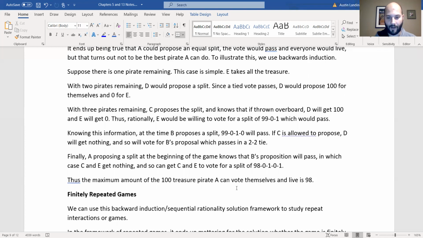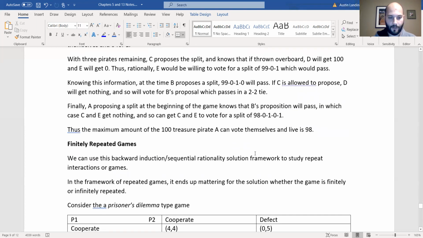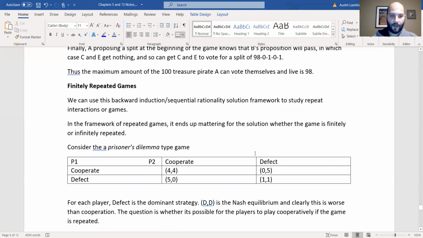All right, so just one more complicated example of a backwards induction problem. What about other types of games that happen over time? We could have repeated games. And if we have a game which is repeated, it can be repeated either finitely or infinitely. If it's repeated finitely, we once again use the backwards induction or sequential rationality method to study the solution.